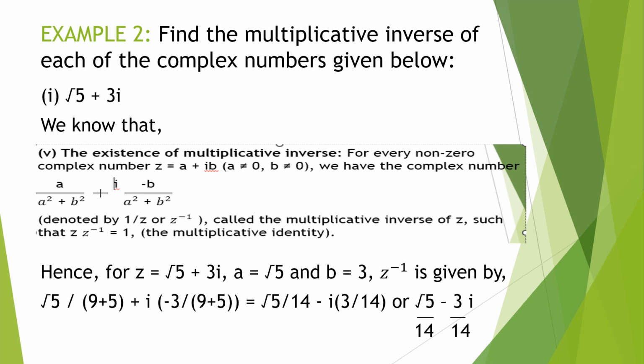Example 2. Find the multiplicative inverse of each of the complex numbers given below. Now again we will try to first remember the definition of multiplicative inverse. If z is equal to a plus ib, then the multiplicative inverse z inverse is given by a upon a square plus b square plus i into minus b upon a square plus b square. So now for z is equal to root 5 plus 3i, what is a? a is root 5 and b is 3. So now we just put the values in the above formula. After simplification, we get root 5 upon 14 minus i into 3 upon 14.